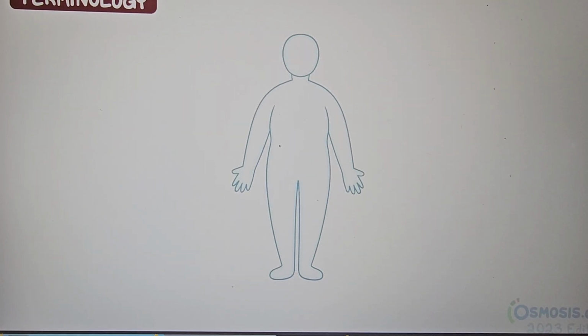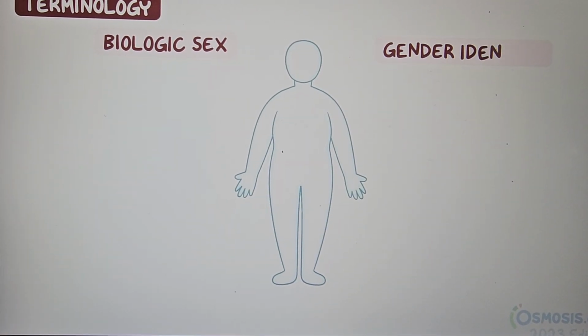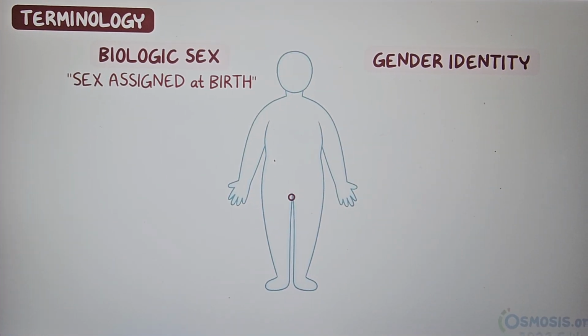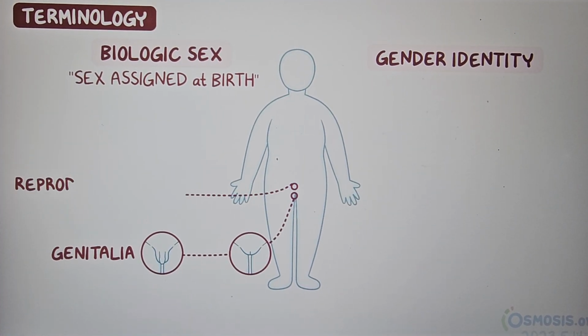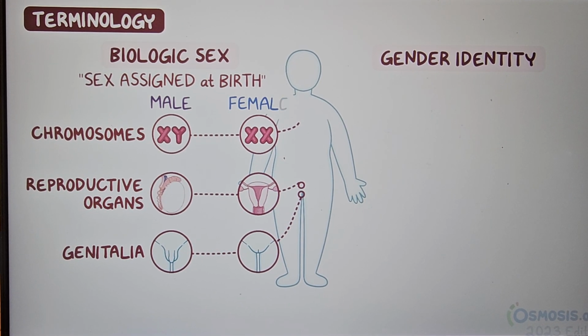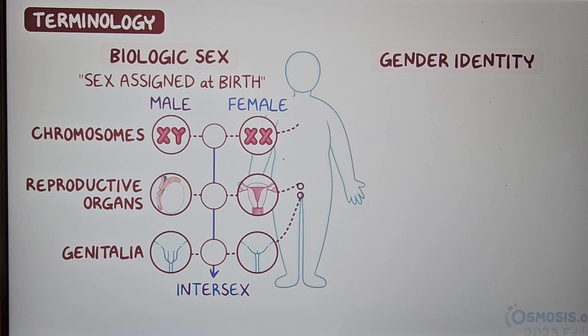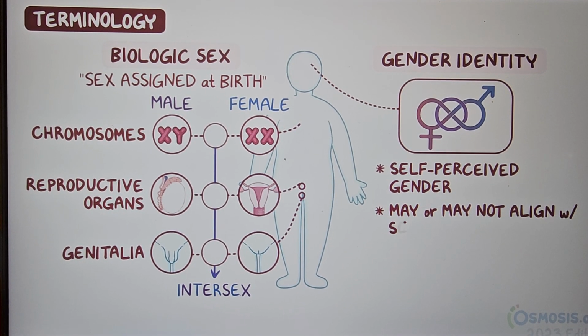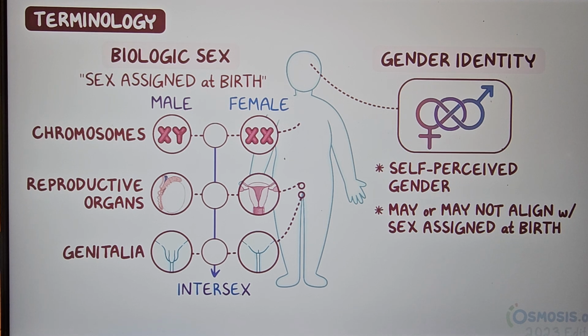First, let's focus on terminology, starting with the difference between biologic sex and gender identity. Someone's biologic sex, or sex assigned at birth, is determined by their genitalia, reproductive organs, and chromosomes, and can be classified as male, female, or intersex. Gender identity refers to someone's self-perceived gender and may or may not align with their sex assigned at birth.